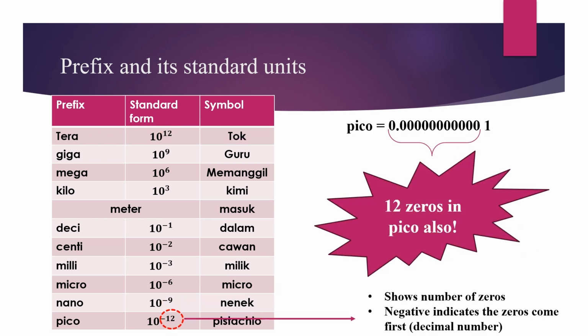Let's see another example. Pico has a standard form of 10 power negative 12. This shows that pico has 12 zeros just like tera, but pico has a negative sign in front, so it will be a decimal number. The value for pico will start with 0 followed by another 11 zeros behind. I hope you understand by now. Now, do me a favor and figure out the numerical value for micro. I will show the answer at the end of this video.